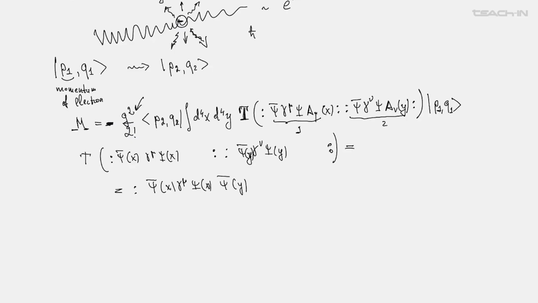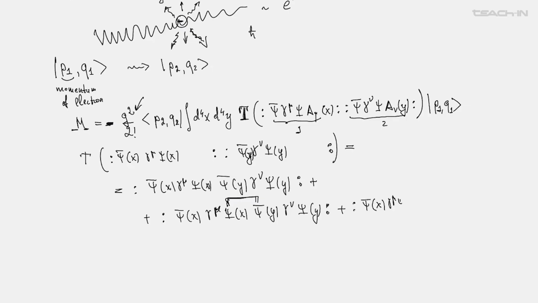Then there will be two terms where you have one pairing. First of all, there is a pairing between psi and psi bar like this, and the other psi bar and psi remain unpaired, plus another pairing, psi bar x gamma mu psi on x, psi bar on y gamma nu psi on y, where you pair this fermion with this one.